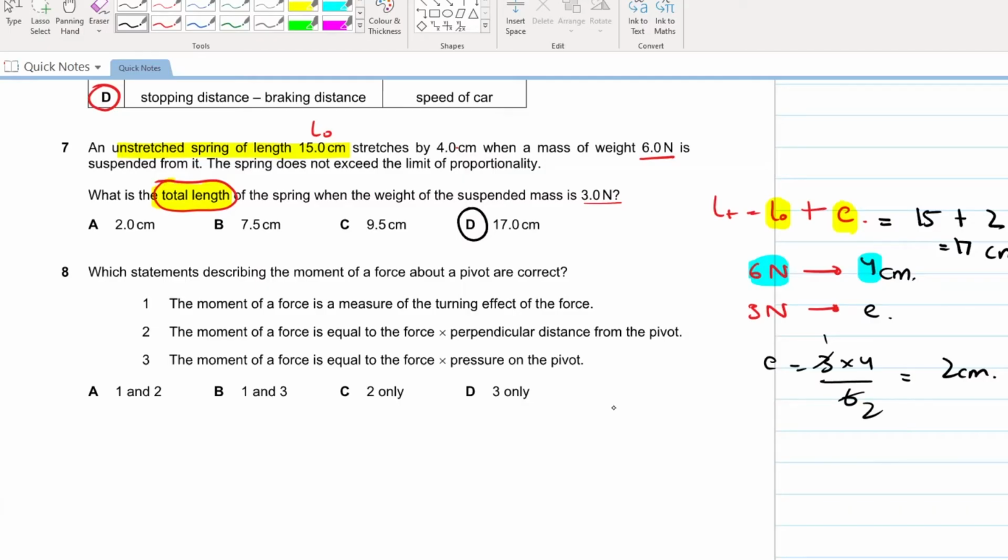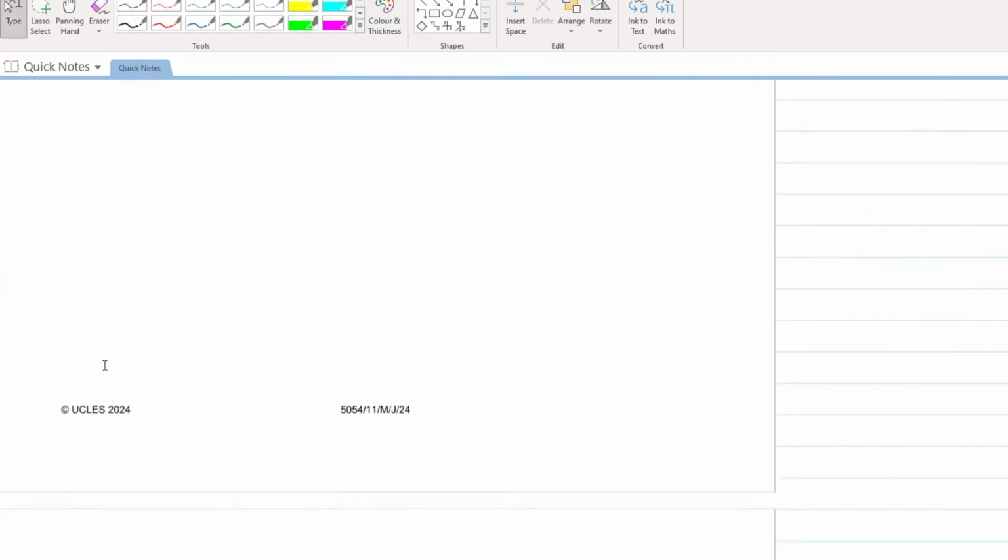Nothing complicated. Let's do question number 8 as well. Which statements describing the moment of a force about a pivot are correct? The moment of a force is a measure of the turning effect of the force. Yeah, this seems correct. The moment of a force is equal to the force multiplied by the perpendicular distance from the pivot. Yeah, this is also correct. C is incorrect. A is the correct answer. Statements 1 and 2 are correct. Let's further move ahead.